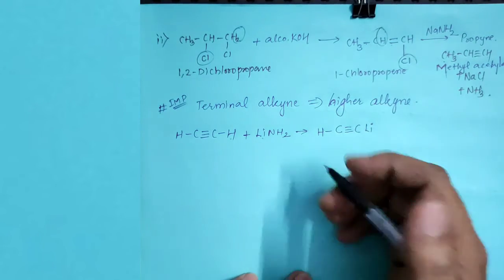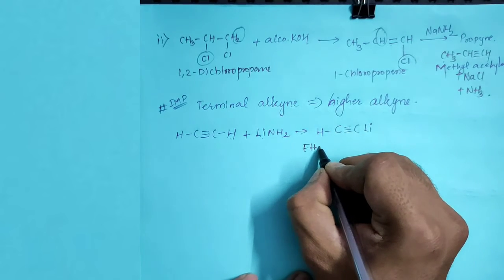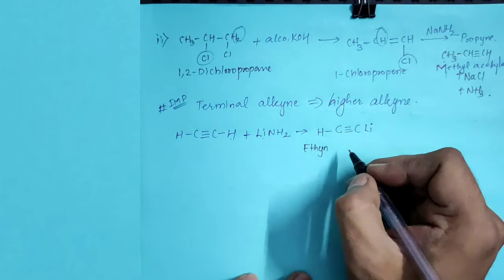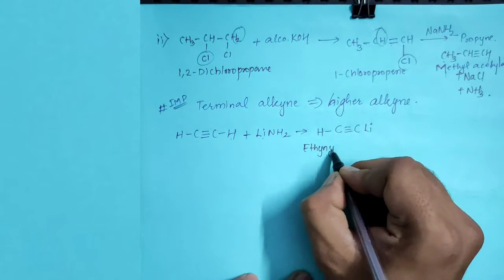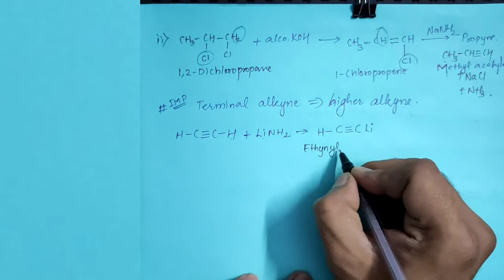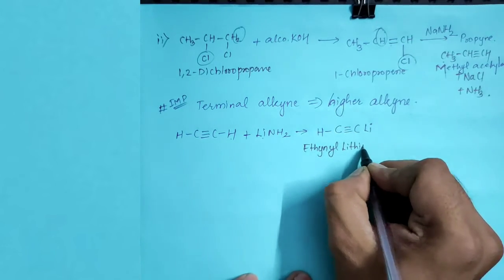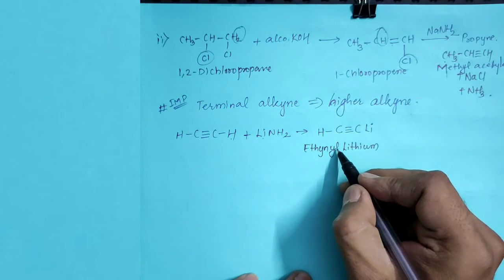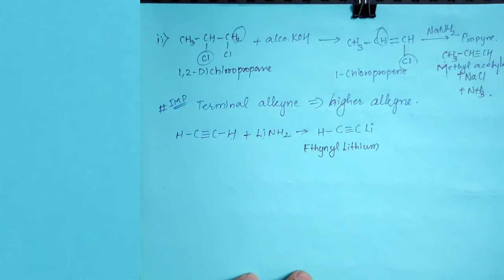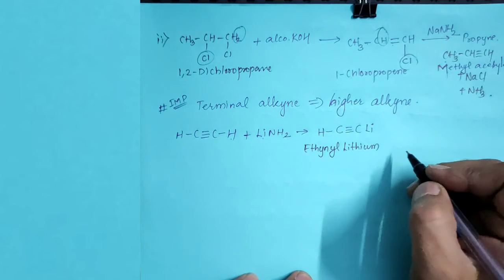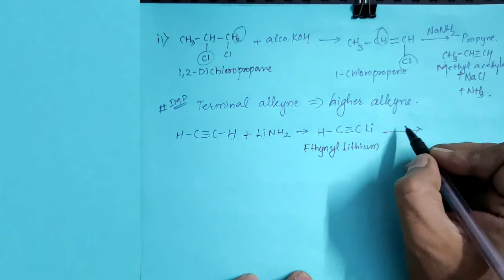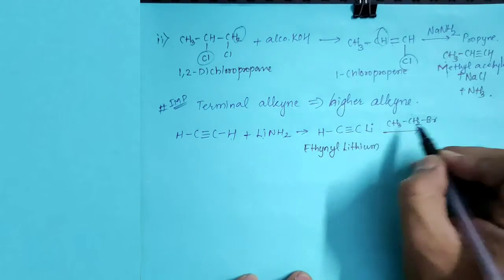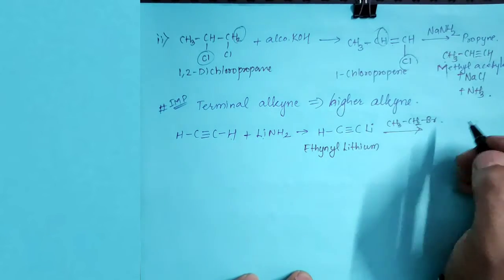The name will be, ending in YNE, the E is replaced by YL because one hydrogen is removed, and it is lithium, ethynyl lithium. Ethyne is the IUPAC name, so in place of E we have written YL because one hydrogen is less, ethynyl lithium. Now ethynyl lithium is treated with alkyl halide, ethyl bromide. Lithium bromide will be removed and this alkyl group will get attached over here.